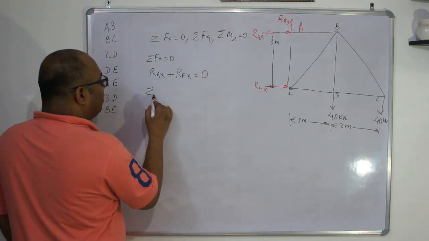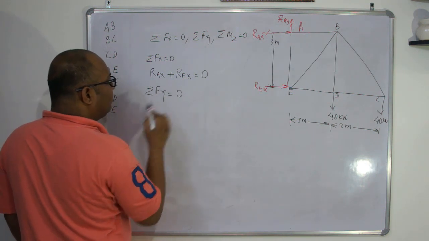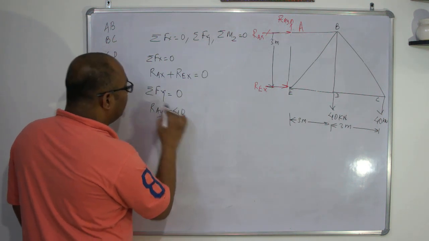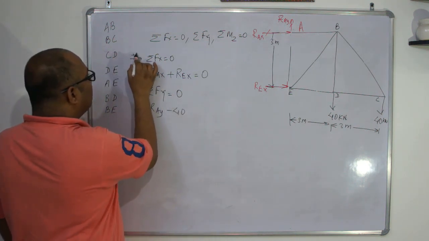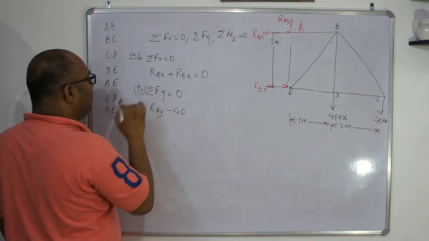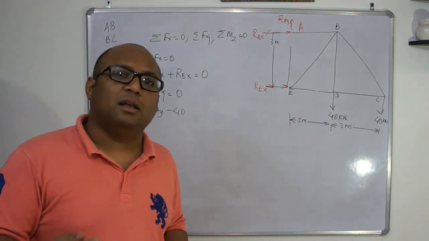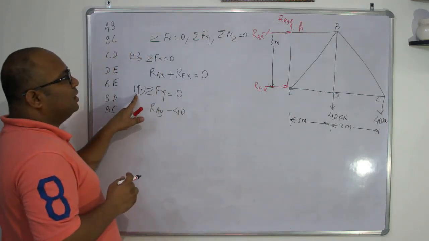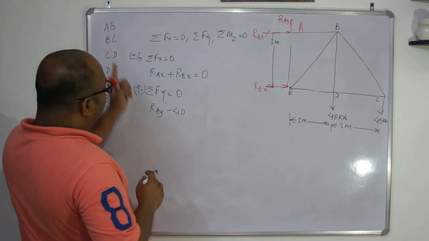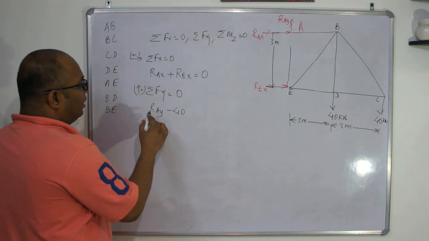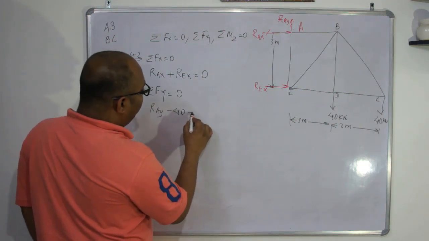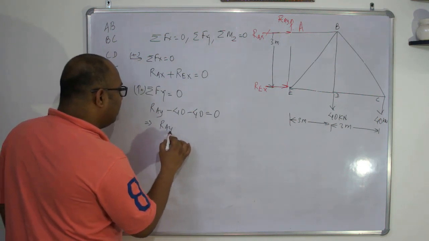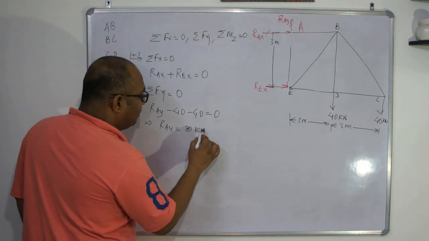The second equation which we are going to get is summation Fy equals to 0, and in this case Ray minus 40, see, you should also write the direction, don't miss it out, or you write the sign convention, or you decide the sign convention at the very beginning. Summation Fy equals to 0, taking force in vertical direction, in upward direction as positive. So Ray minus 40 equals to 0. So from here I know the value of Ray equals to 80 kN.